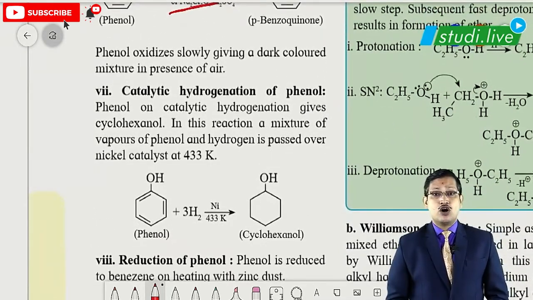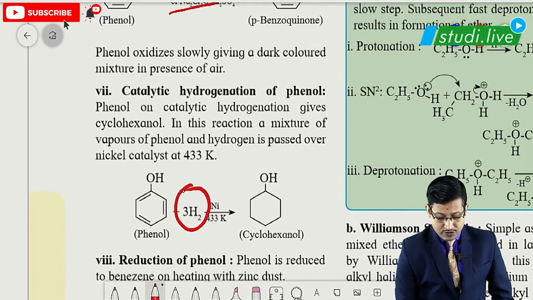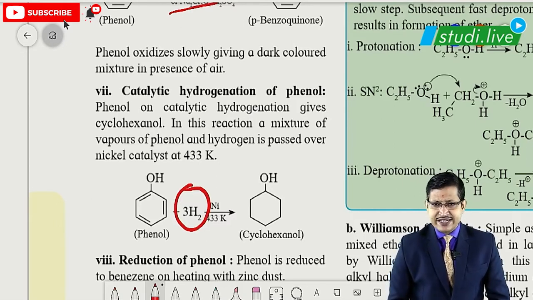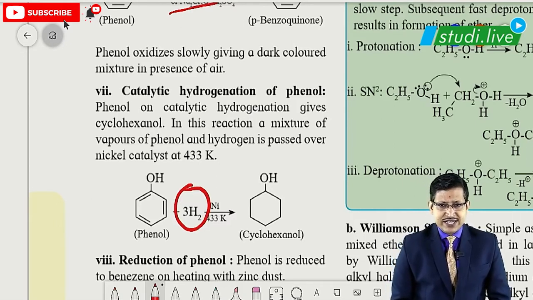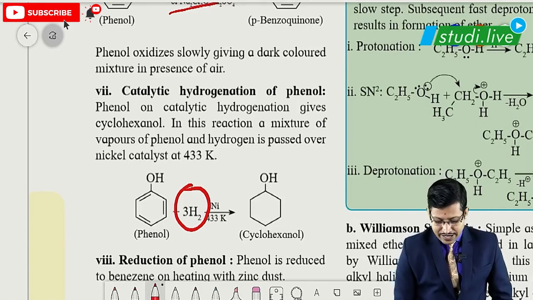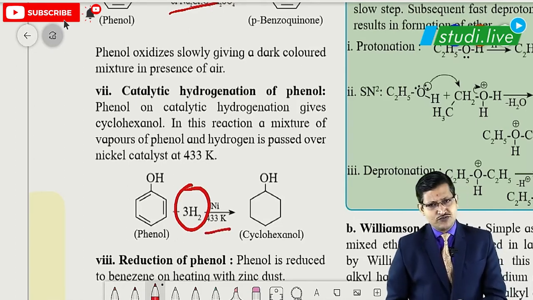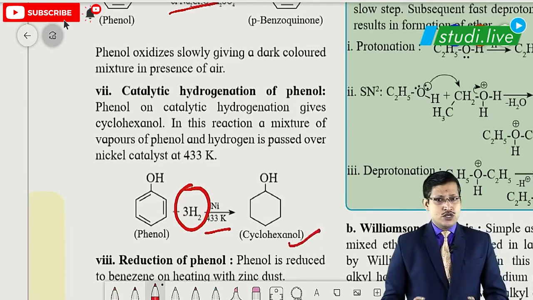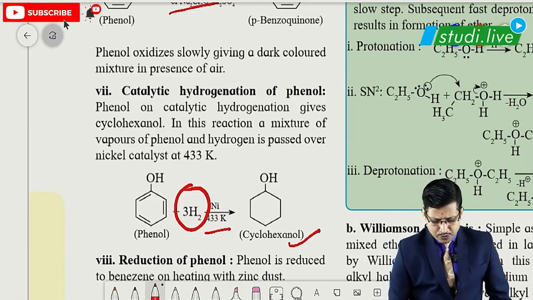Catalytic hydrogenation of phenol: phenols on reaction with 3H2. Whenever you are using the word catalytic on the arrow, it means Ni, Pt or Pd, or you can even mention Raney nickel, which is absolutely fine. The temperature will be 433 to 453 Kelvin, and it gives you cyclohexanol. So in all these reactions, what we are trying to understand is that the arrow conditions are pretty important, and you should know what is the reactant and what is the product.